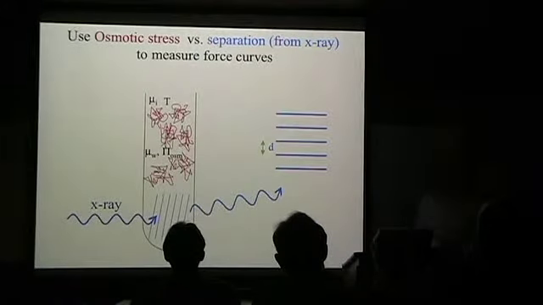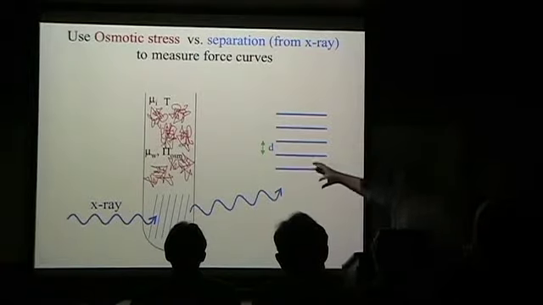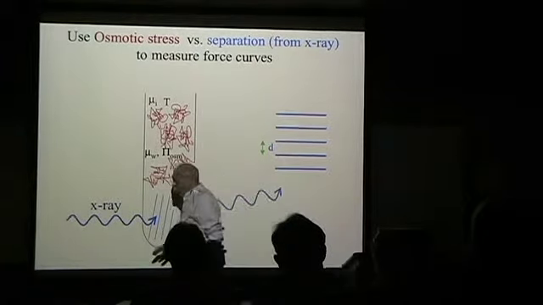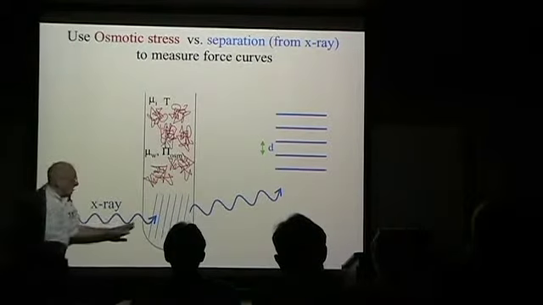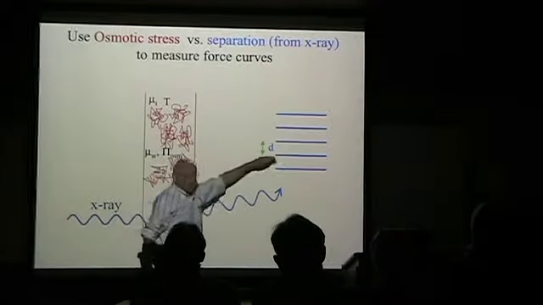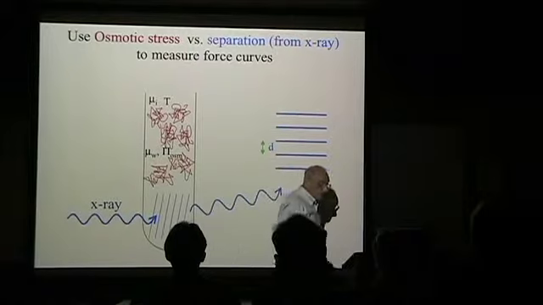The way we use it, and I'll show you some data in a minute, is to take that solution where we know the pressure here, and with X-ray diffraction, measure distances between molecules, and create force distance curves.